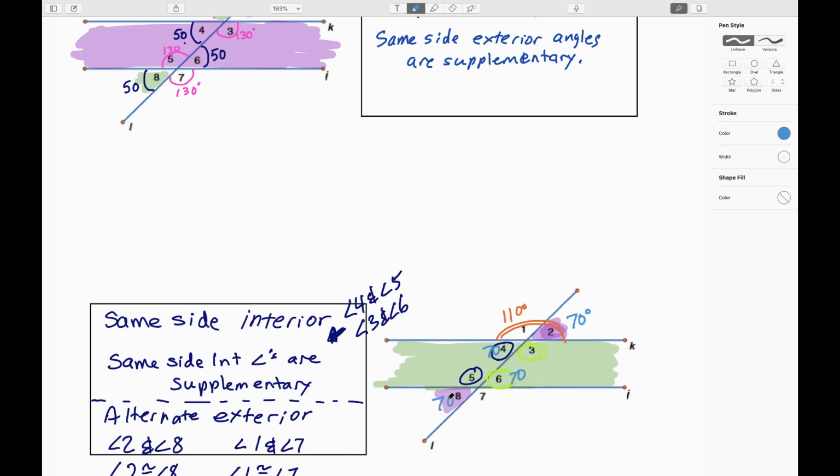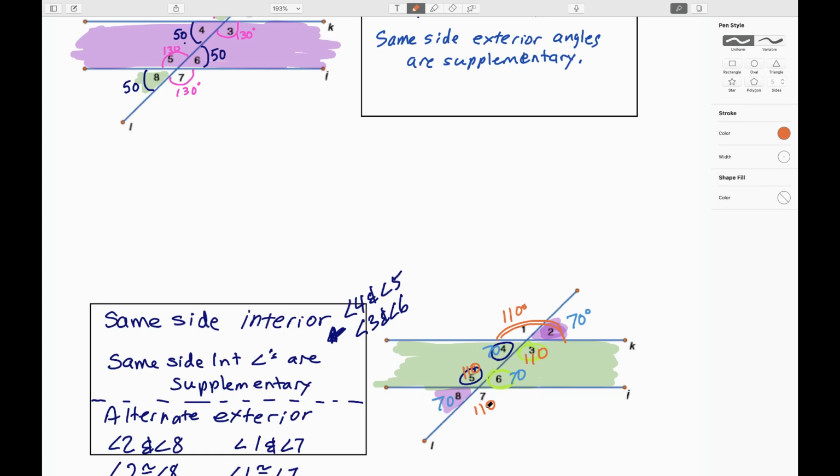It's like kind of back and forth, that alternate idea. This is 110, 1 is 110, so 3 is 110, 5 is 110, 7 is 110. Done. I have all of the angles. That's awesome. Okay, once you understand the relationships, it's pretty easy to figure out. It's just learning the relationships that makes it kind of hard.